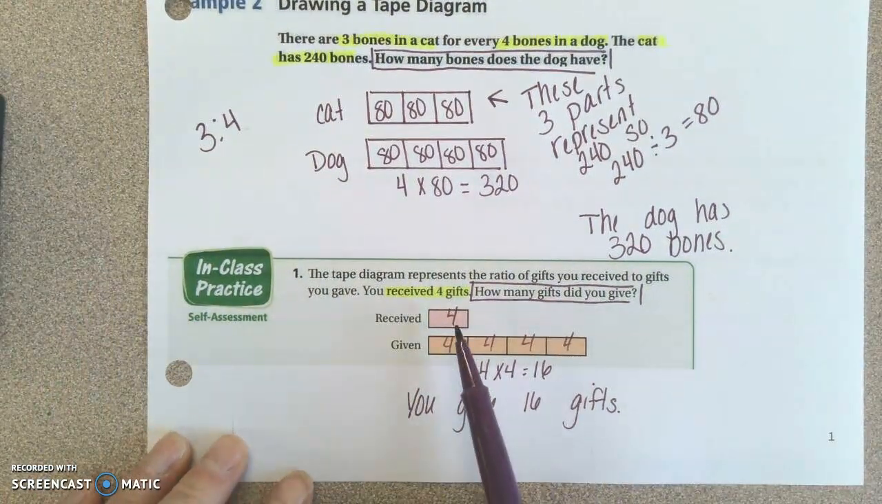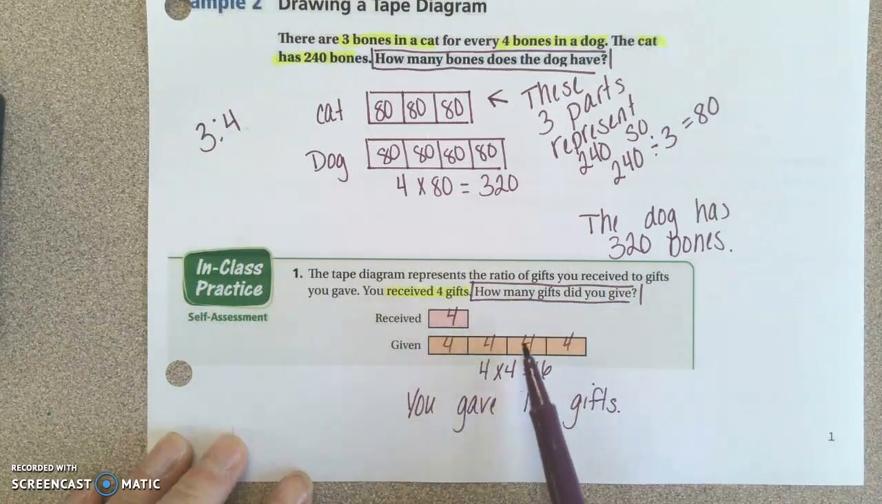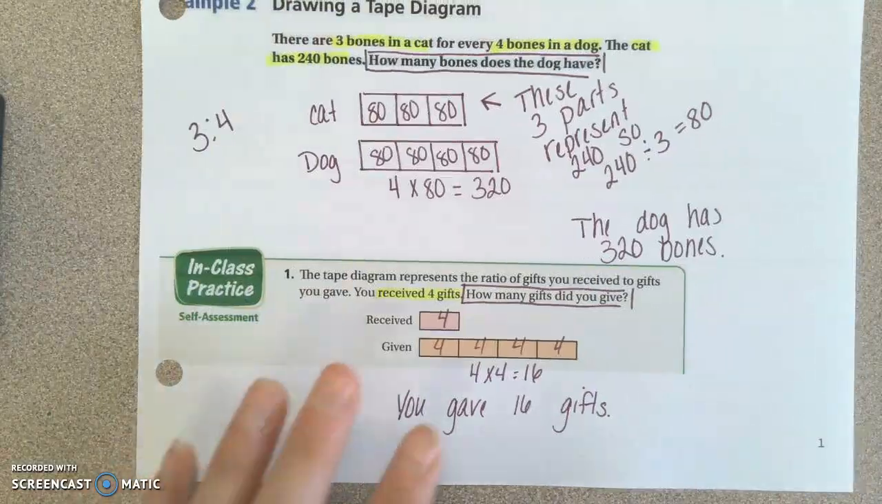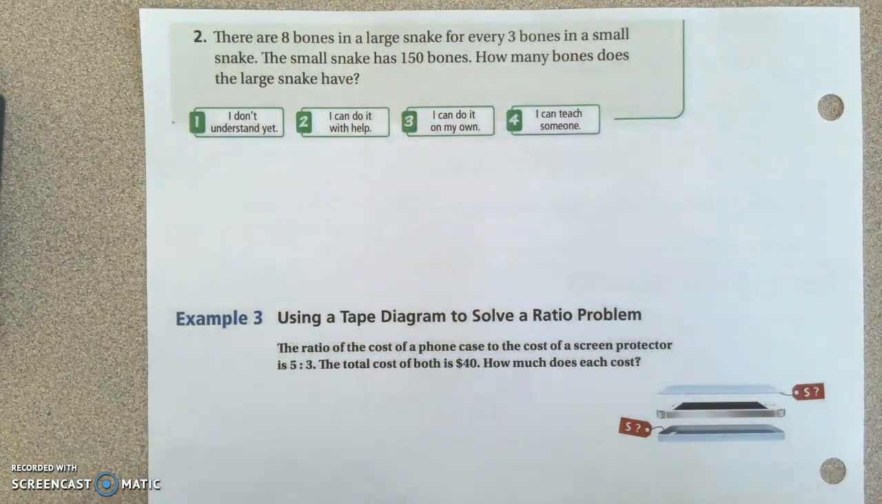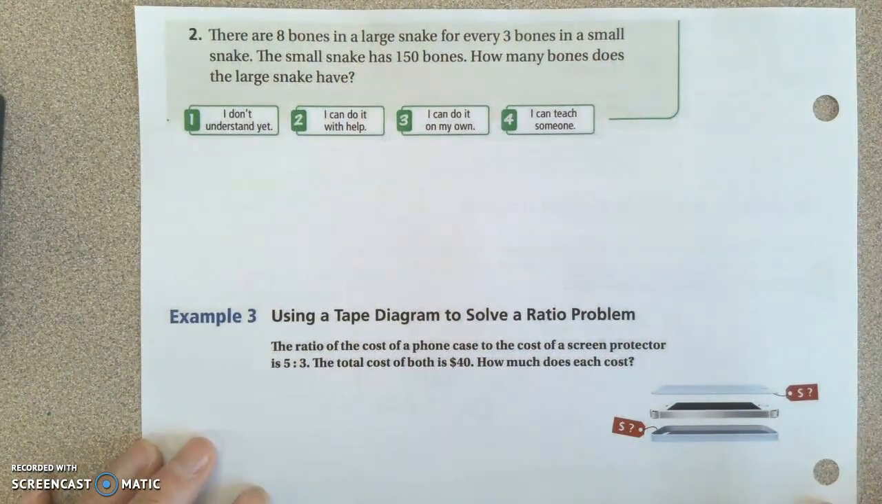Okay, since you received 4 gifts, this one box represents 4. All of these boxes will be 4, so you gave 16 gifts. Okay, flip this over. This time you're going to draw the tape diagram and then answer the question. So pause your video and try number 2.